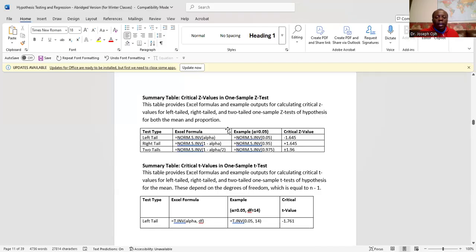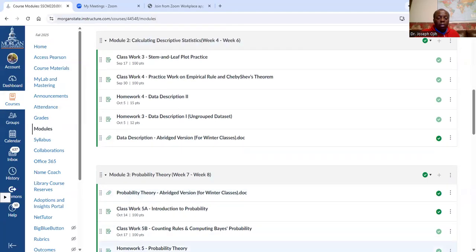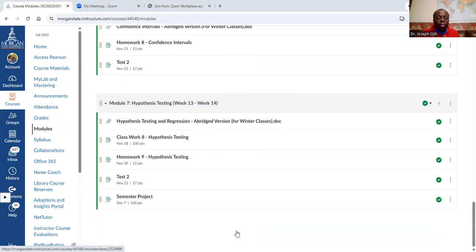This is the Excel formula. I have it here for you. It is on the handout that I uploaded for you, in your modules for this week. Okay, good, it's right here. So anyway, let's see how the question can be asked.